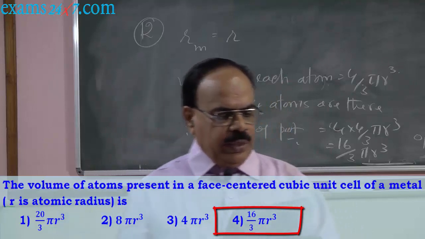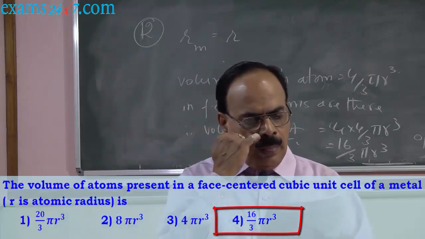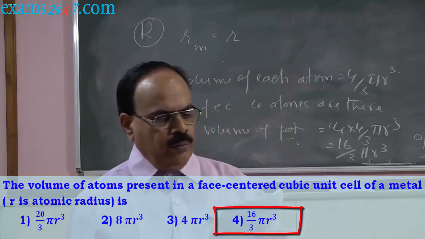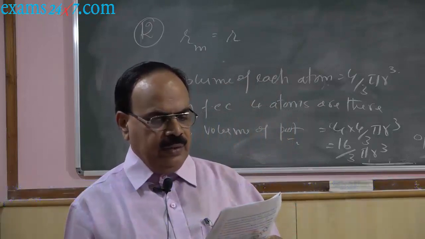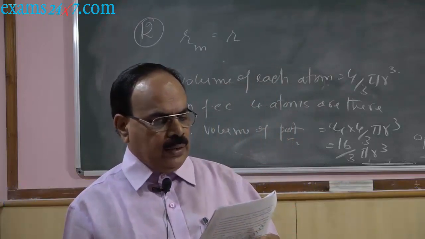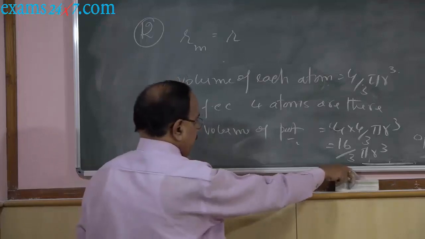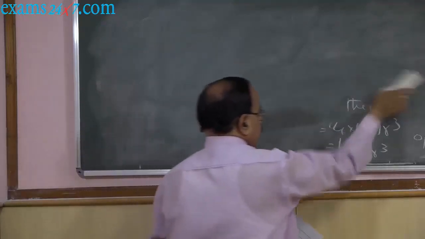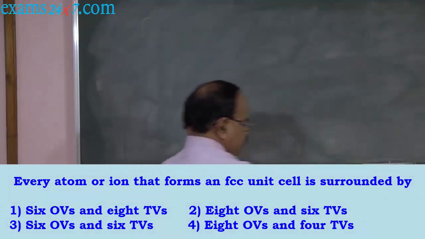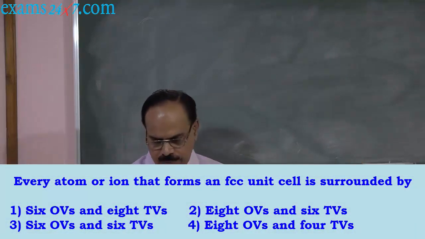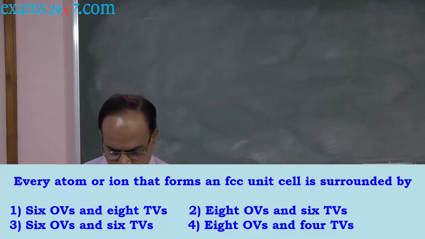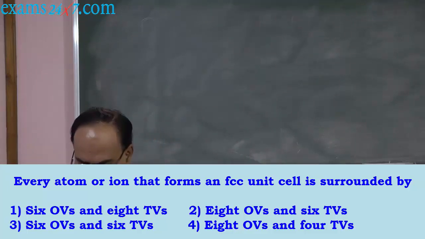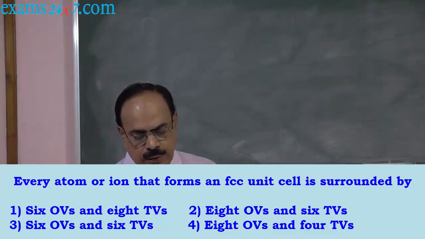Now, question number 13. Every atom or ion that forms an FCC unit cell is surrounded by. This requires the correct picturization of an FCC unit cell. Every atom or ion that forms an FCC unit cell is surrounded by.